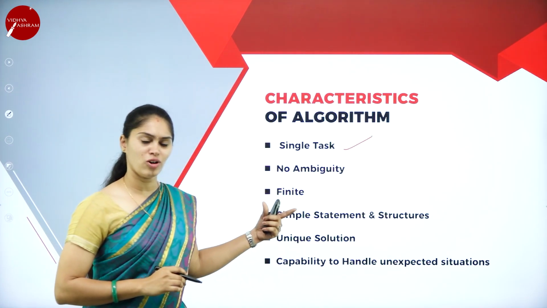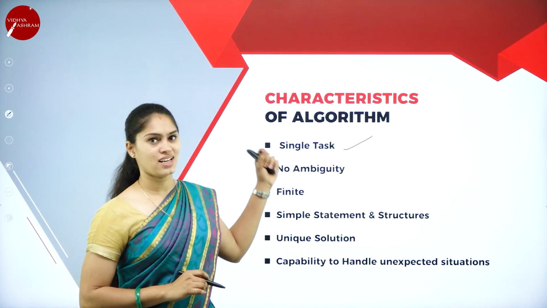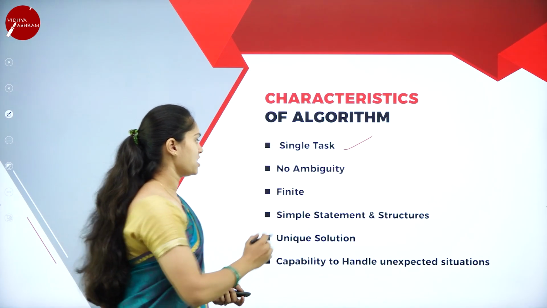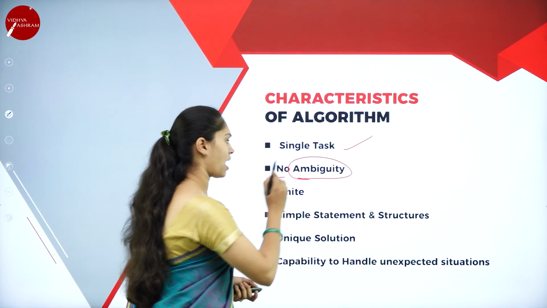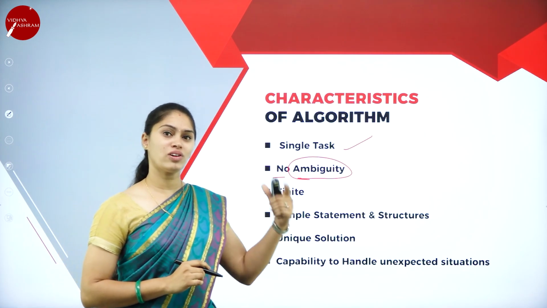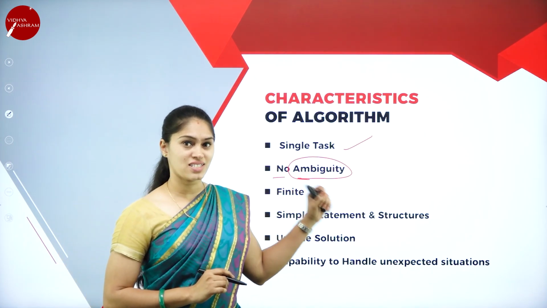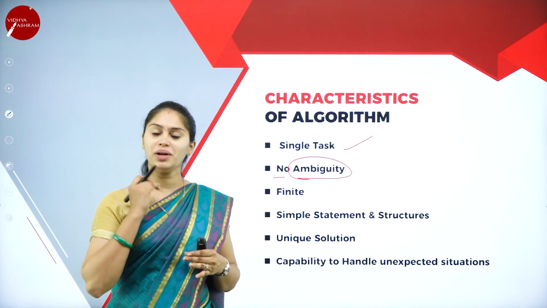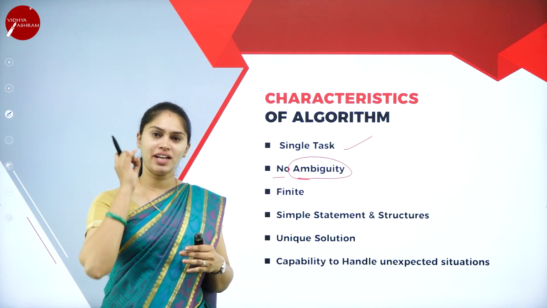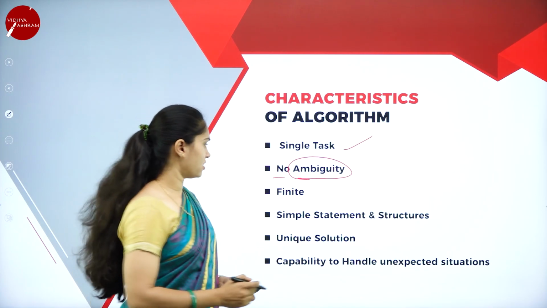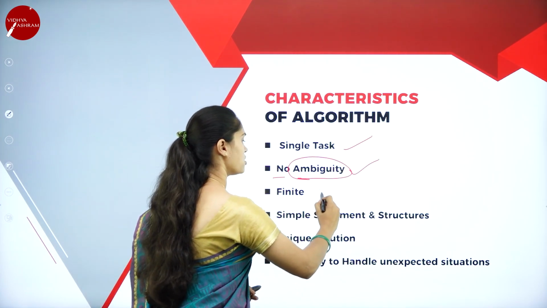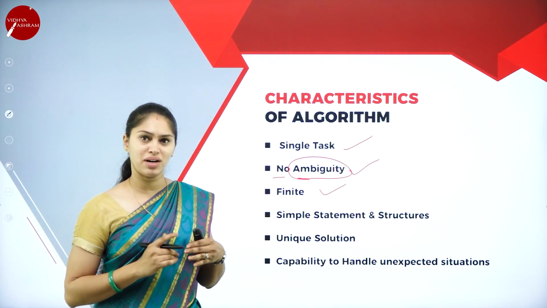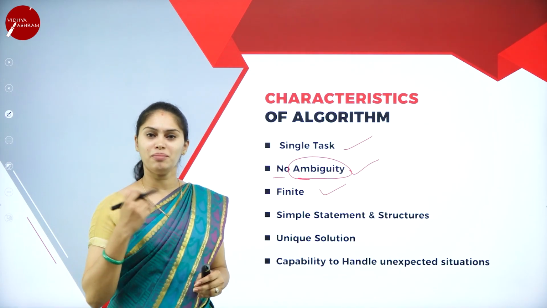Each line of an algorithm should perform at least a single task. Then what is no ambiguity? There should be no confusions, so it has to be clearly defined. That is no ambiguity. The number of stages must be finite. It should not be infinite.